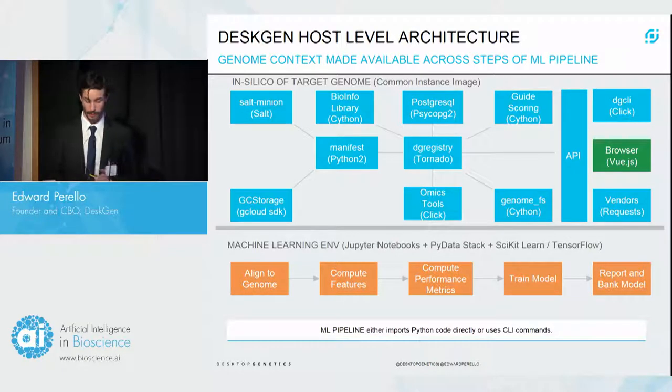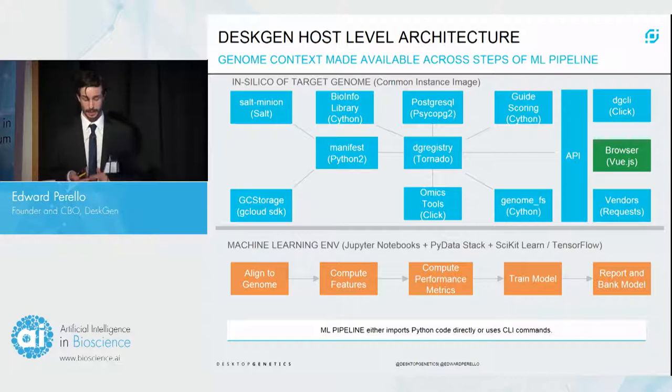So at the host level architecture, we have particular worker instances, which are basically just collections of popular Python packages, which you may have used. We use some Cython. The backbone is Tornado for the event loop. We've also used quite a few C extensions as well.